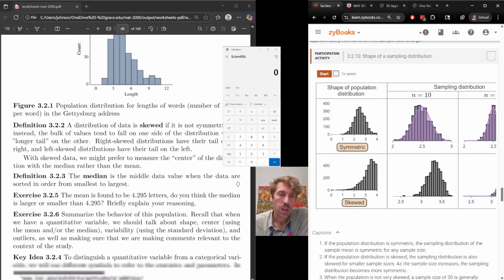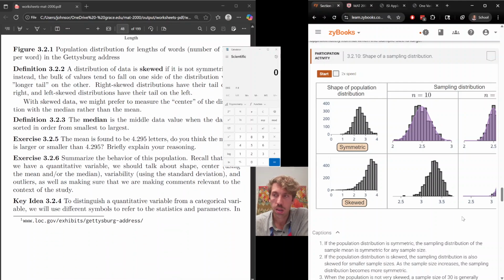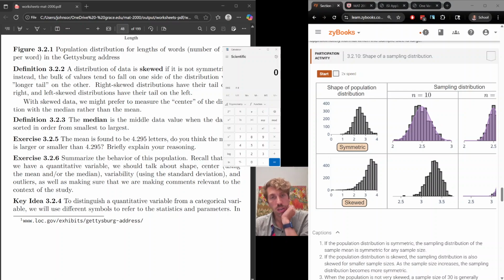Okay, so the mean is found to be 4.295 letters. Do you think the median is larger or smaller than 4.295? The explanation should use stuff from your reading. So if you don't know exactly how to answer this, go back to the reading.